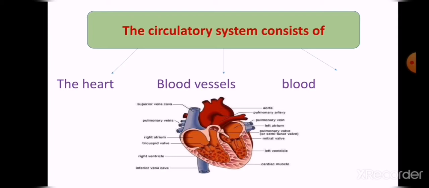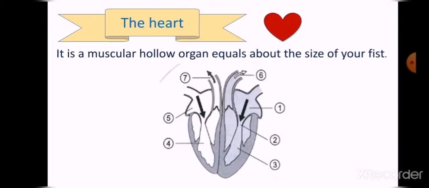Let's start with the first organ in the circulatory system, which is called the heart. The heart is a muscular hollow organ. Muscular means it comes from muscles. Your body consists of bones and muscles. Bones are hard organs, but muscles are soft. The heart is muscular, so it comes from muscles. It's a soft organ, not a hard organ.